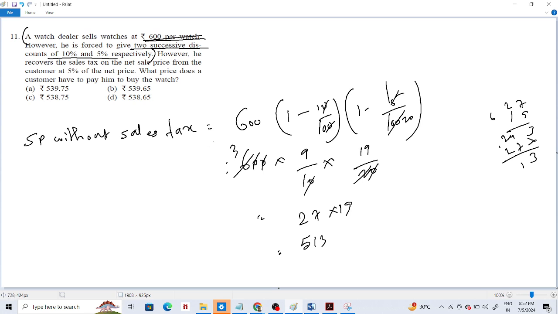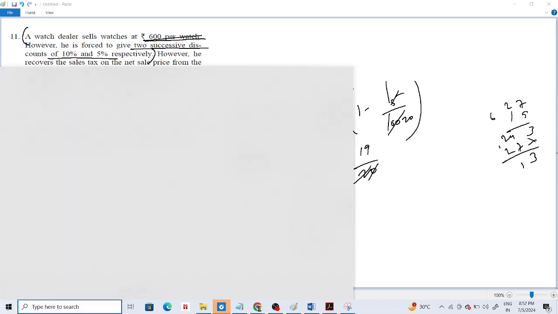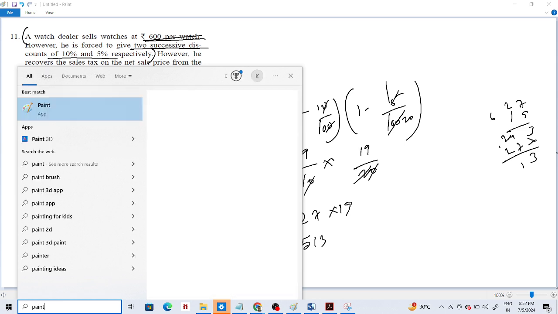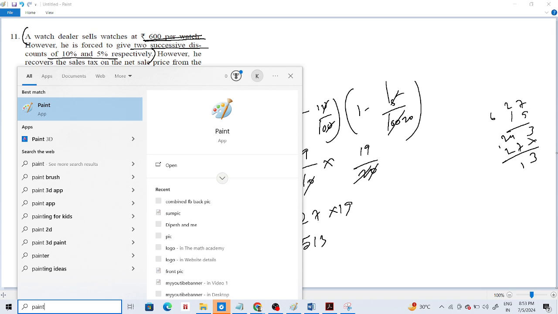That means of course he needs to impose a sales tax, which in today's time is GST. Now the sales tax that he needs to impose, he needs to give back to the government, because sales tax he cannot keep. So the money that he has to give back to the government, he is recovering from the customer.